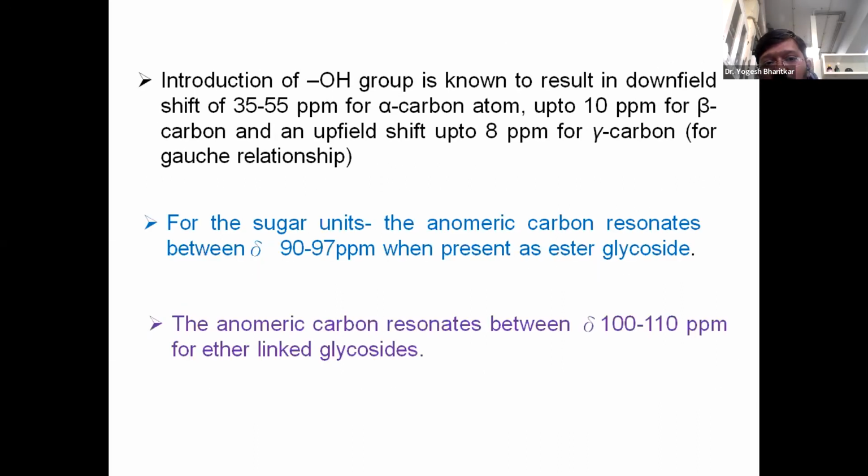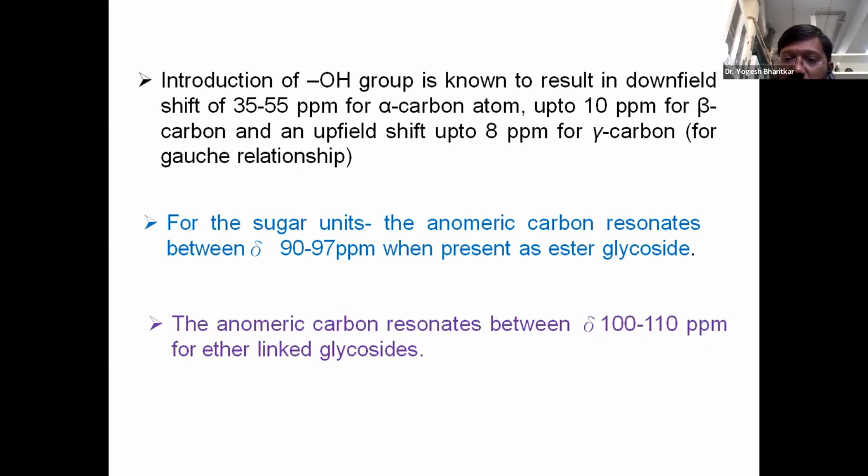If an OH group is attached, then it shifts downfield up to 10 ppm. Introduction of an OH group is known to result in a downfield shift of 35 to 55 ppm for the alpha carbon atom, up to 10 ppm for the beta carbon atom, and an upfield shift up to 8 ppm for the gamma carbon, the gamma-gauche relationship. For sugar units, the anomeric carbon resonates between 90 to 97 ppm in an ester glycoside.